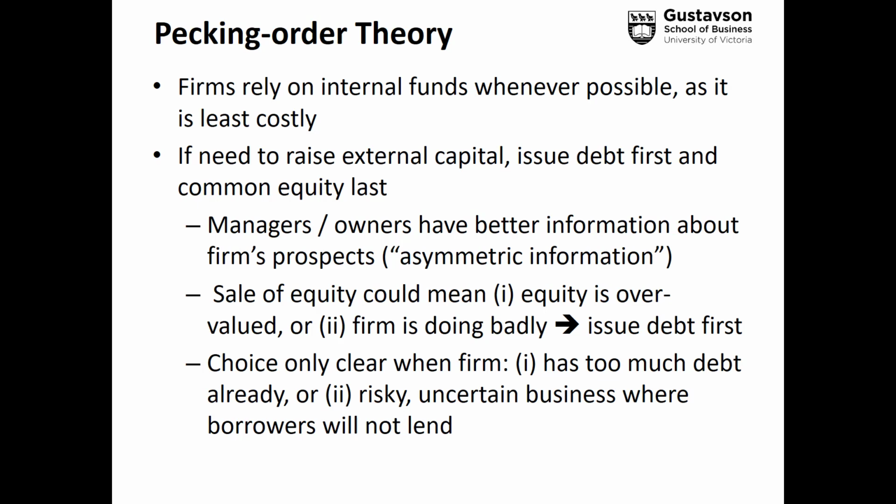For this reason, when they do choose to sell equity, there is potentially a negative signal. It could signal that equity is overvalued, which is why managers and owners are selling equity, or that the firm is doing badly. Otherwise, they would be issuing debt rather than equity. The only time when this signal is not negative is when it is clear that the firm already has too much debt, in which case they have no other options, or when the business is so risky and uncertain that borrowers will clearly not lend.